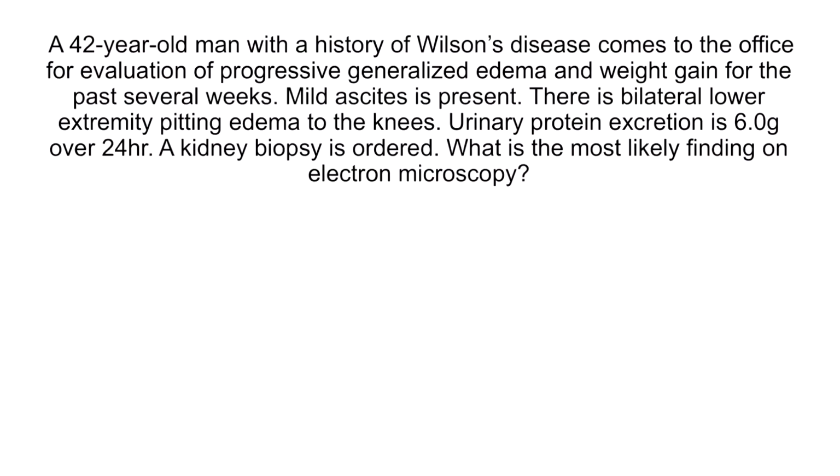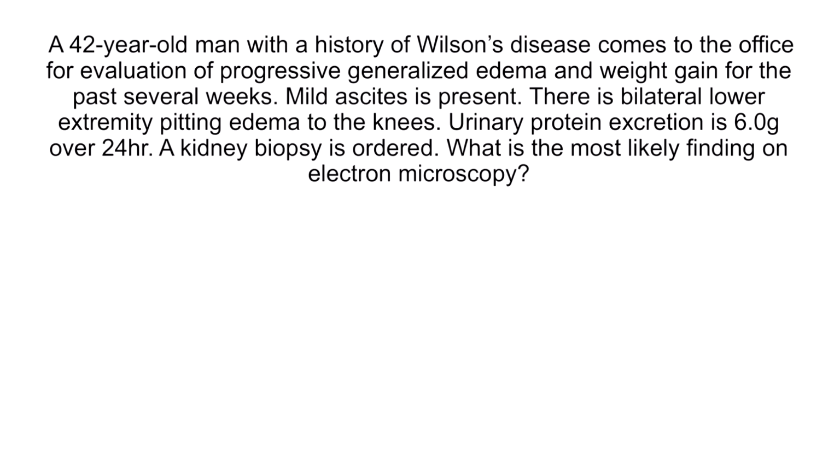A 42-year-old man with a history of Wilson's disease comes to the office for evaluation of progressive generalized edema and weight gain for the past several weeks. Mild ascites is present. There is bilateral lower extremity pitting edema to the knees. Urinary protein excretion is 6.0 grams over 24 hours. A kidney biopsy is ordered. What is the most likely finding on electron microscopy?